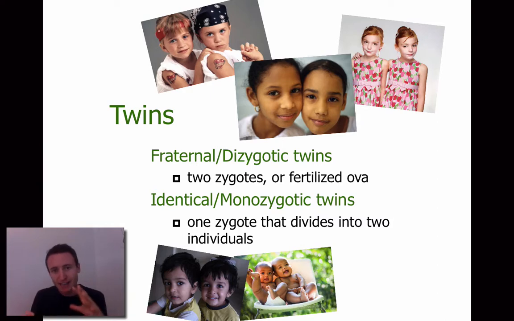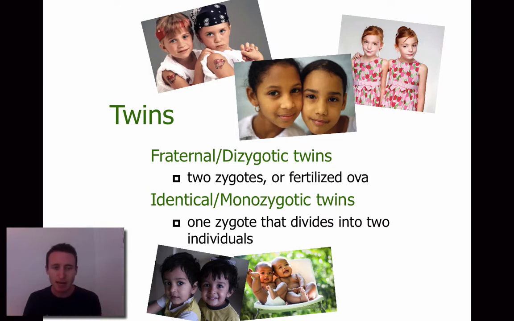But for identical twins, the original zygote actually divides into two separate zygotes, and they each begin their own process of mitosis and developing into two separate humans. But in that original cell division, when one zygote divides into two zygotes, you get a perfect copy of the DNA. So for all intents and purposes, identical twins are the same person, genetically speaking.